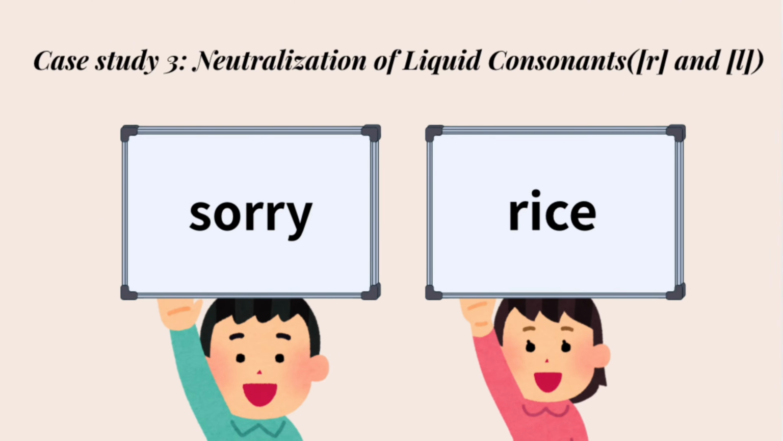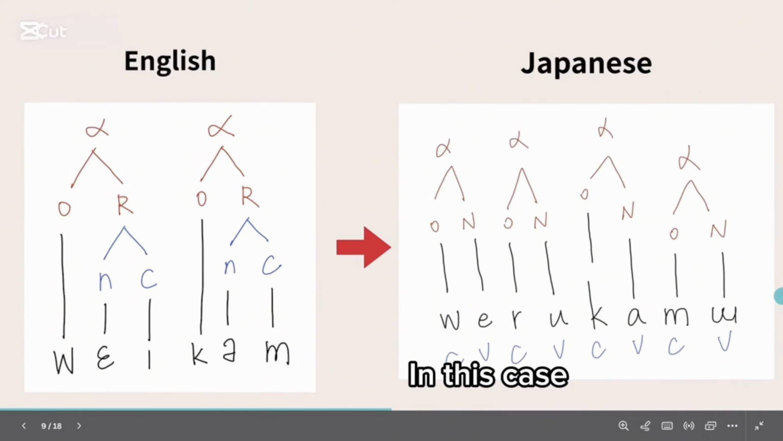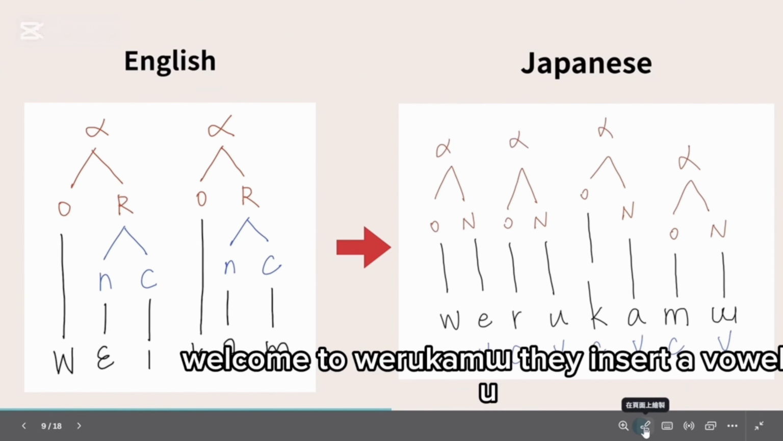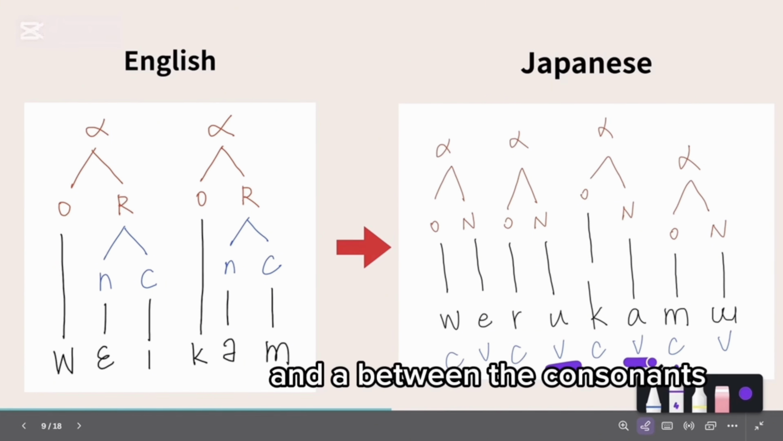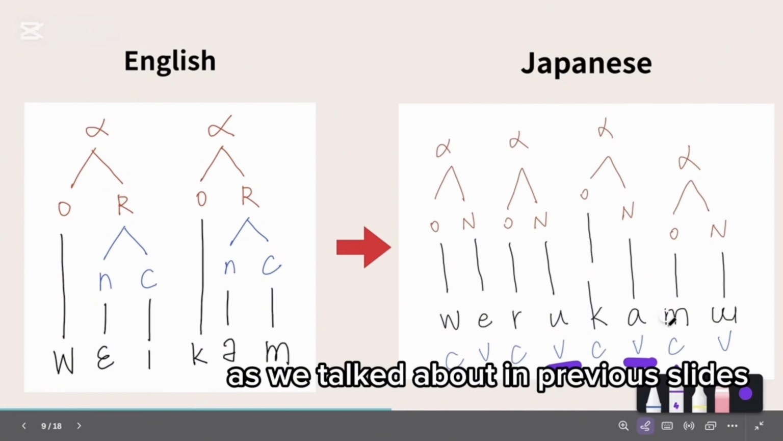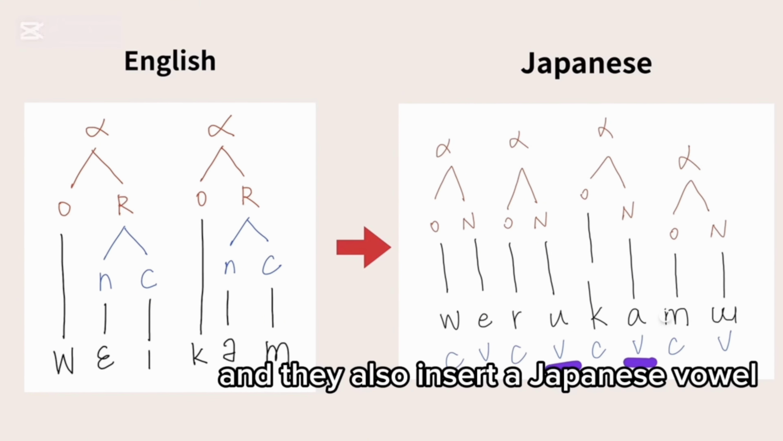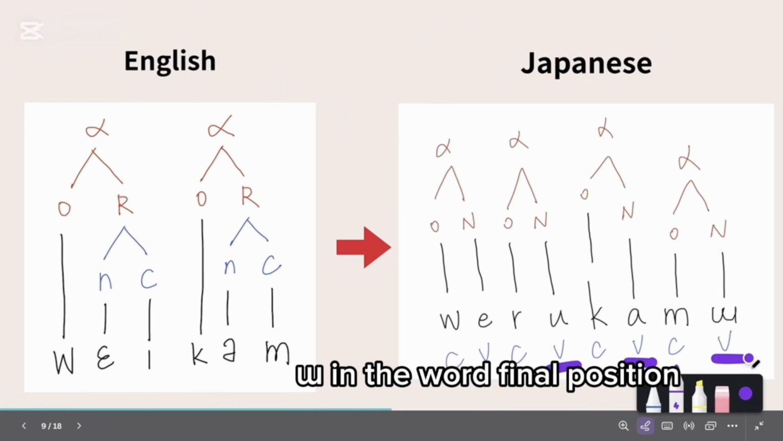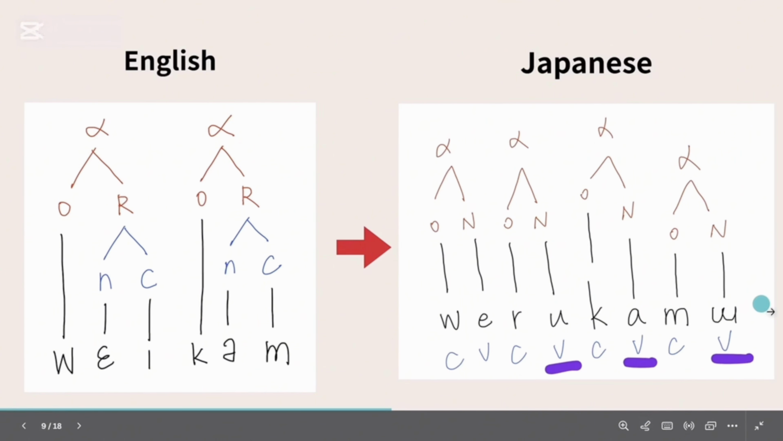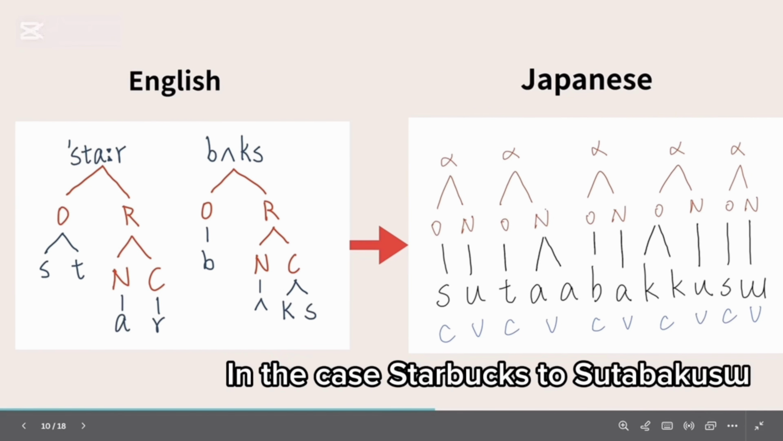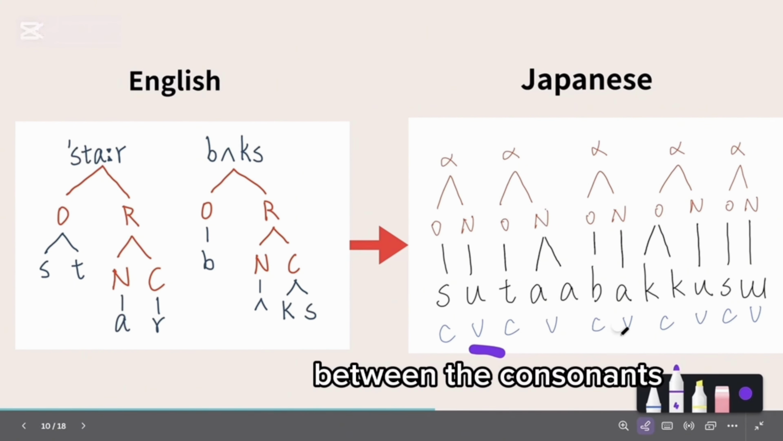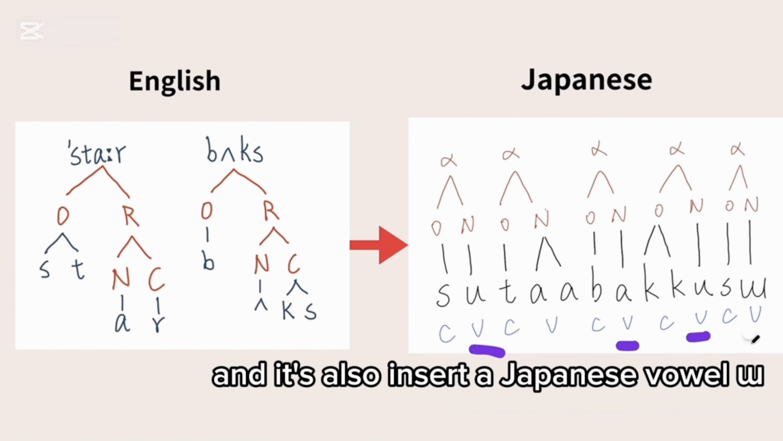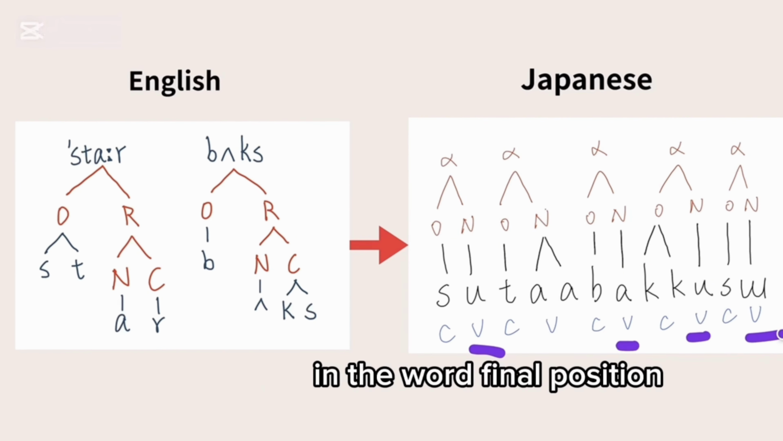Sorry, rice, raisu. In this case, welcome to werukamu. They insert a vowel u between the consonants, as we talked about in previous slides, and they also insert a Japanese vowel in the word final position. In the case of Starbucks to sutabakusu, they insert a vowel between the consonants, and they also insert a Japanese vowel in the word final position.